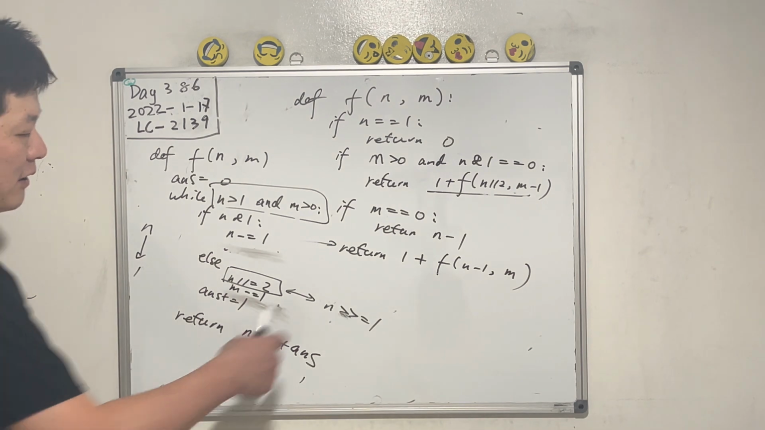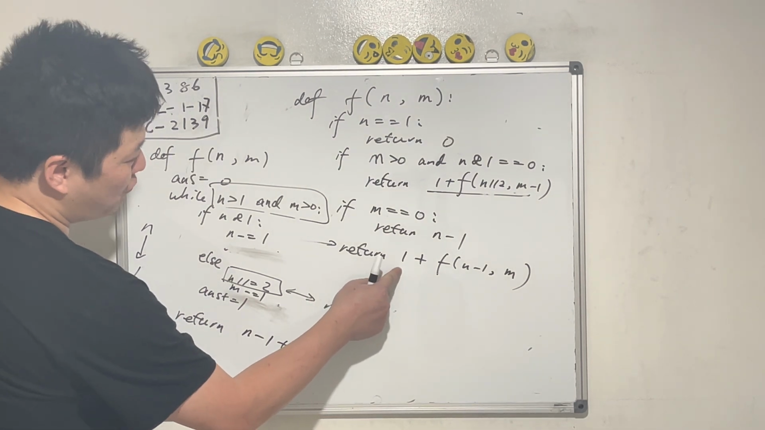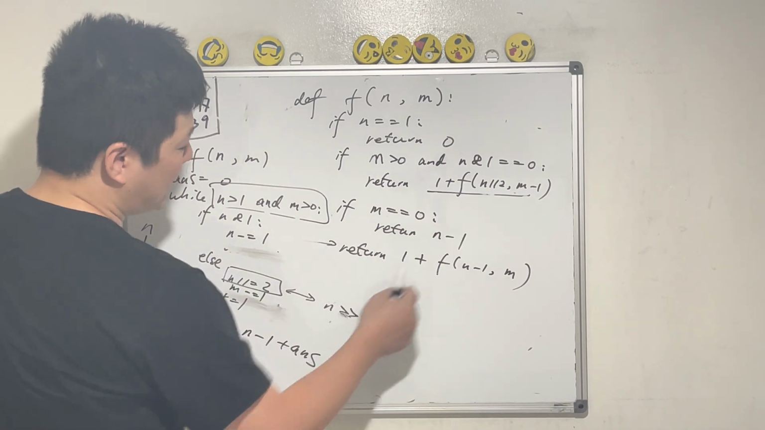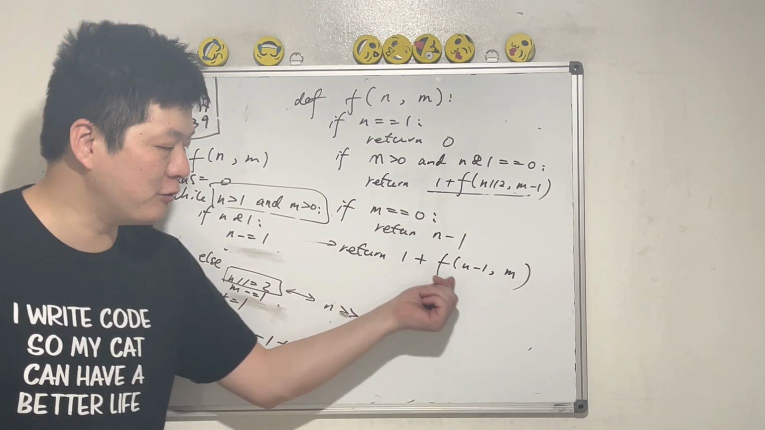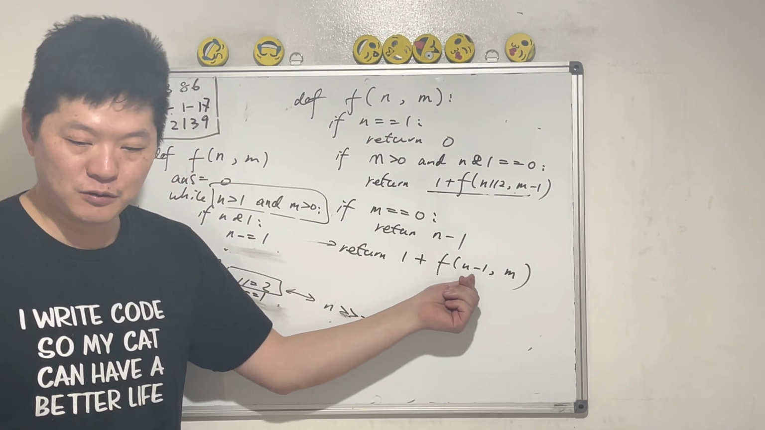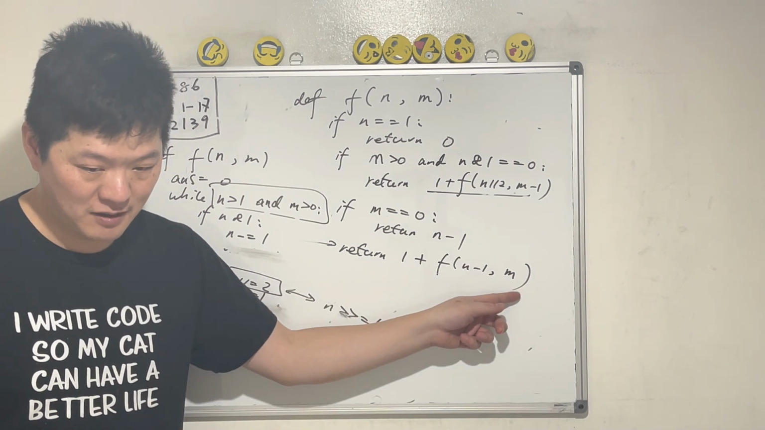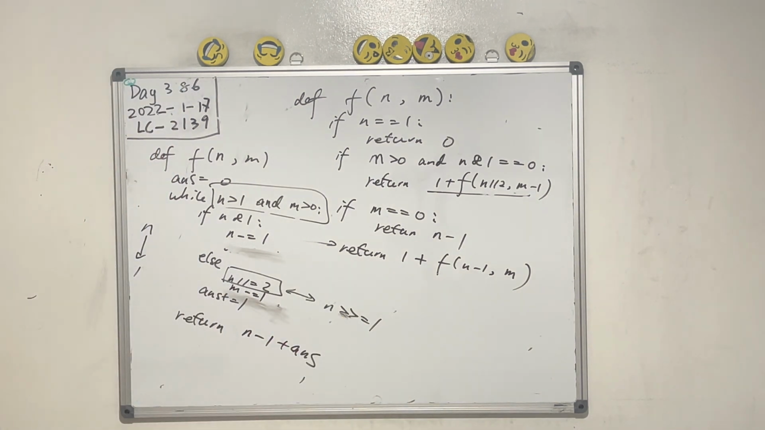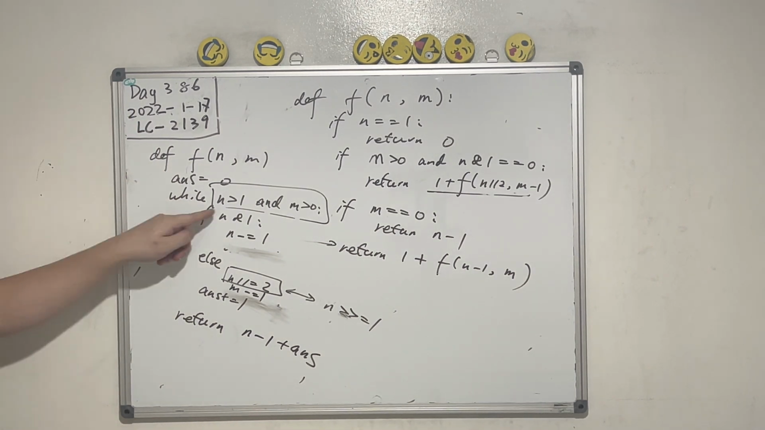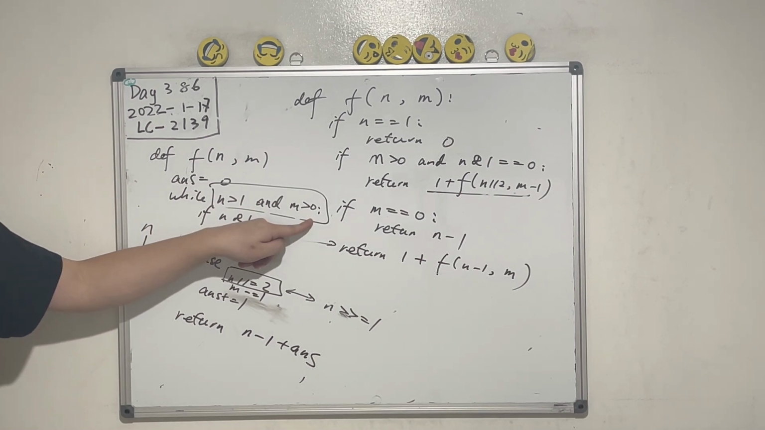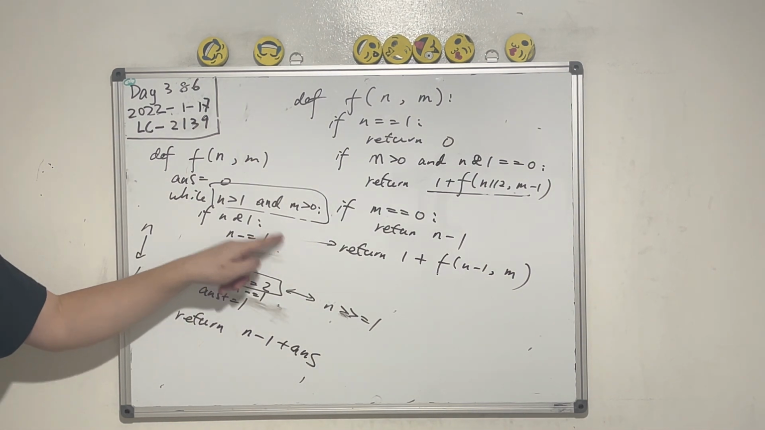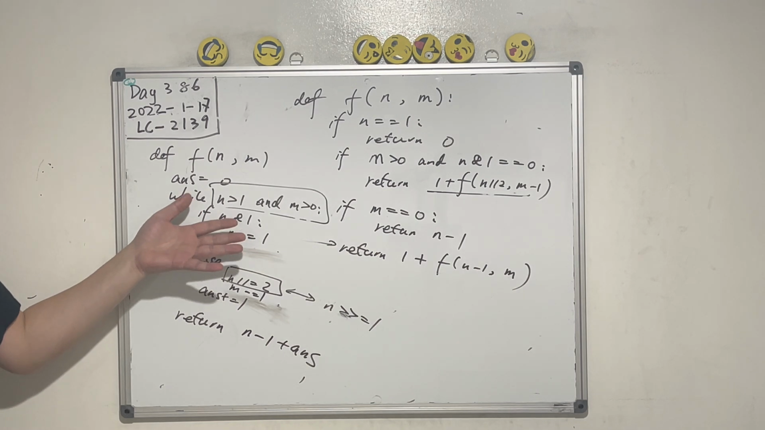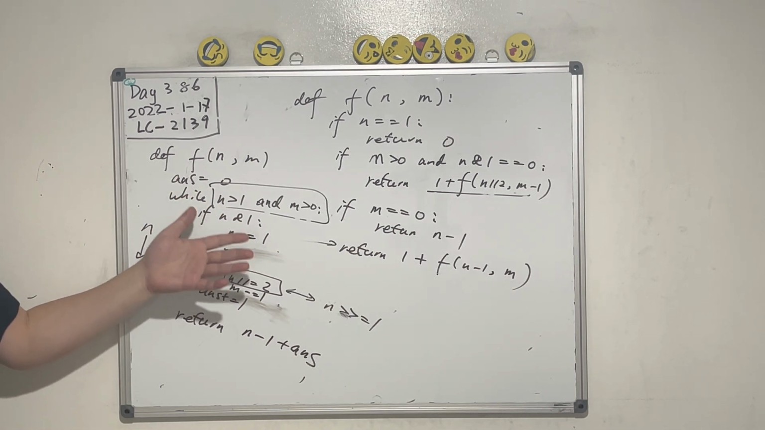Otherwise, here what's the case? If m is bigger than 0, or n is an odd number, then in both cases we need to subtract 1, right? And then we call the recursion to handle a smaller problem, which is n minus 1, m, right? Answer is the number of steps we've taken so far. When n is bigger than 1 and we can still do division, when n is an odd number, we subtract 1 because this is the only way to bring down the number when n is an odd number.